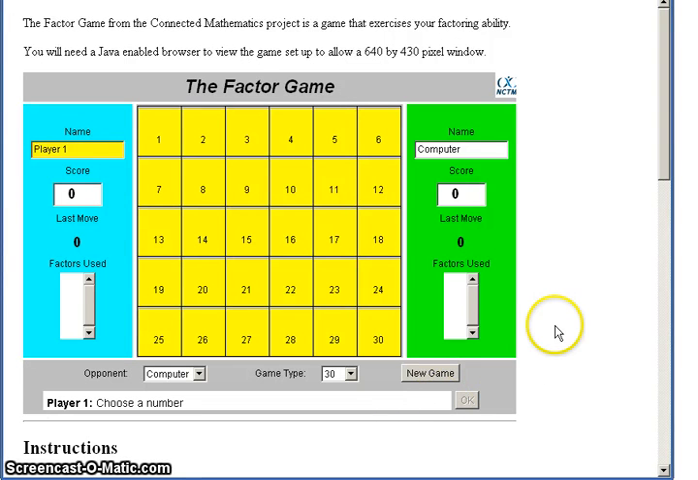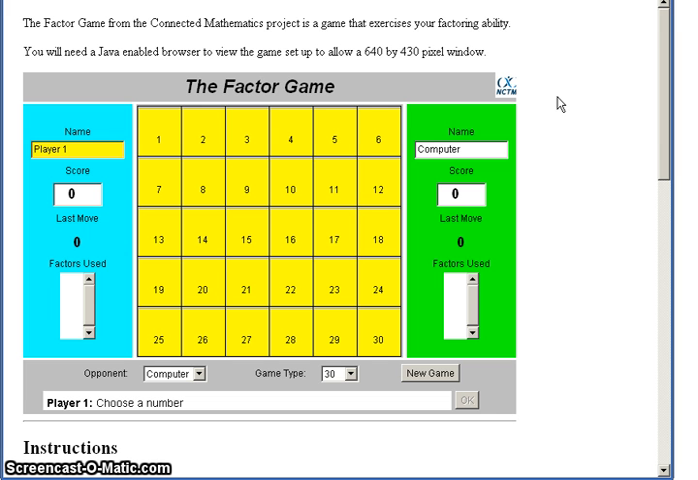All right, we are going to learn about three types of numbers, three words to describe numbers. And we're going to use the factor game to help us remember what these words mean. The first type of number that we're going to talk about is a number that you don't want to start the factor game with. That's a way to help remember it.